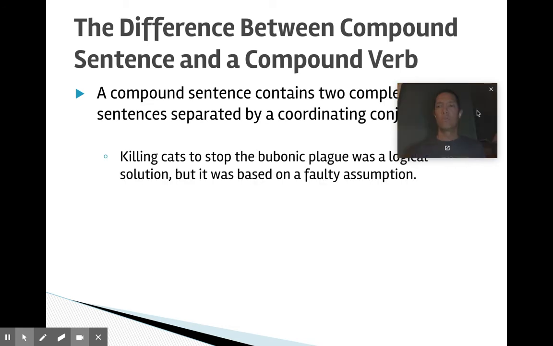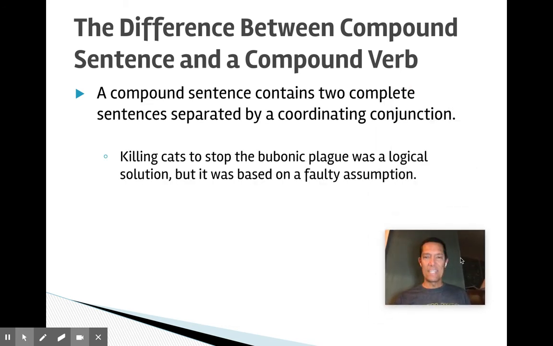So, a compound sentence contains 2 complete sentences separated by a coordinating conjunction. So, killing cats to stop the bubonic plague was a logical solution, but it was based on a faulty assumption. Killing cats to stop the bubonic plague was a logical solution is a complete sentence in and of itself. It has a subject and verb. Killing was subject and a verb. And it has a coordinating conjunction, but we'll talk about those in a second.